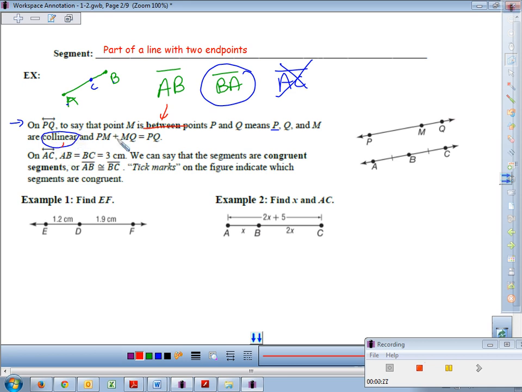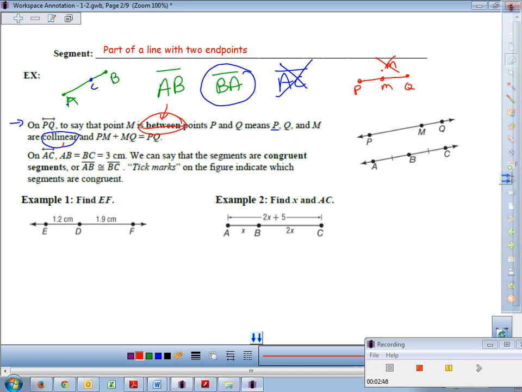On the same line. Between mathematically means something different than between in real life. So between mathematically, they have to be collinear. Points P, Q, and point M. Is point M between point P and point Q? It's not. Why not? They're not collinear. It's like between this, but there's a difference between realistic between and mathematical between. So no dice.